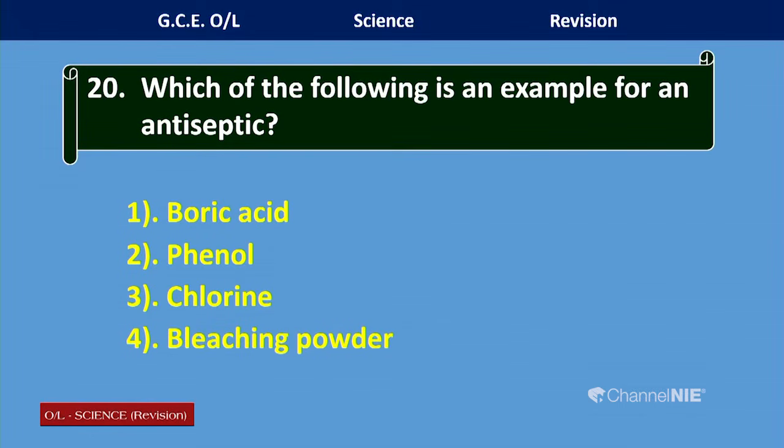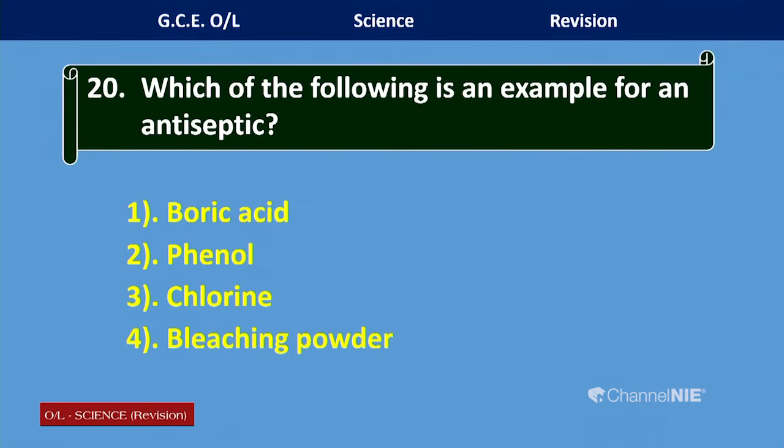Most widely we use alcohol or ethyl alcohol, but in your syllabus they have given some other chemicals. This is from chapter 15, the last chapter of your grade 11 syllabus. Boric acid is used as an antiseptic. All the other 3 answers, phenol, chlorine and bleach powder, are disinfectants.